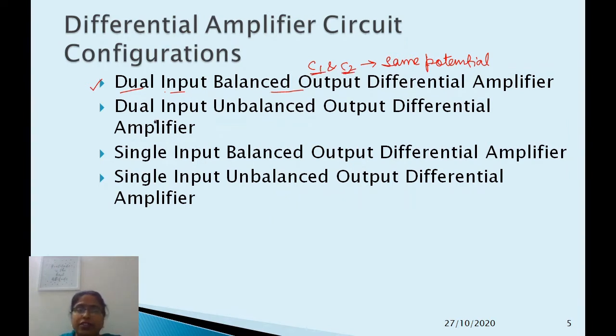Now the second configuration is dual input unbalanced output. When I say dual input, it is now well understood that we are using two inputs, Vin1 and Vin2.